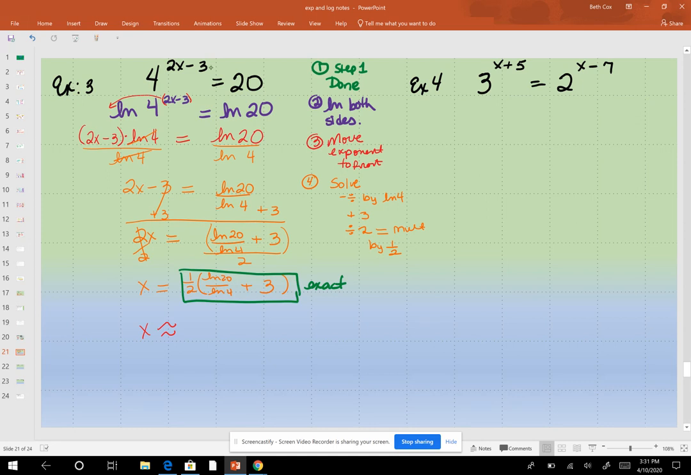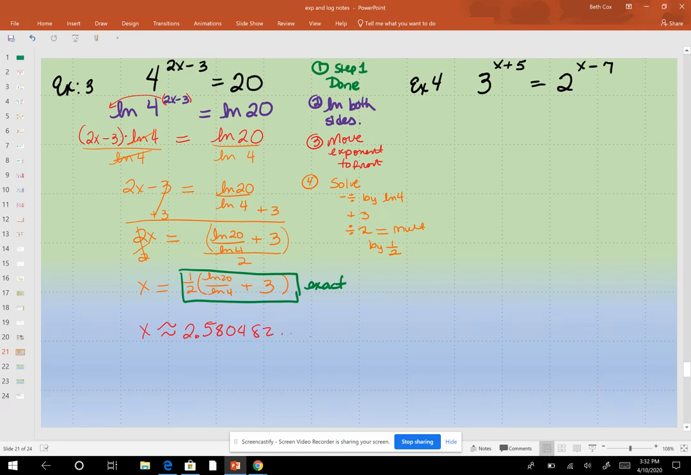And that's what I did. And then I'm going to add 3 and hit enter. And then I'm going to divide by 2 and hit enter. And I get x is approximately 2.580482, and so on.